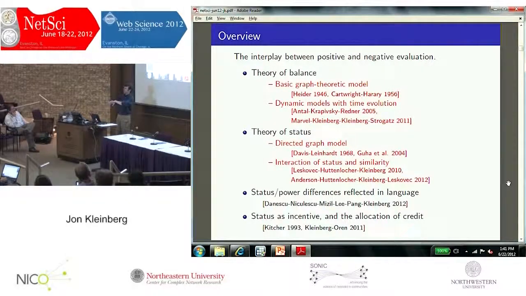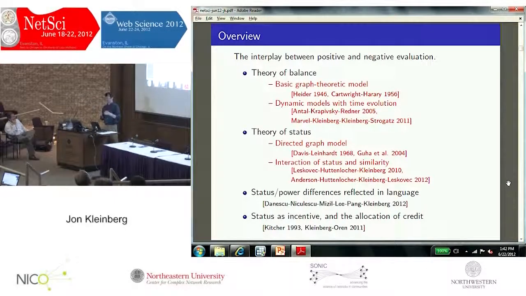I'm going to fork this discussion into two very different meanings of positive and negative. One based on agreement and disagreement, right, friend, enemy, and the other based on looking up versus looking down, right? So respecting someone versus not respecting someone. And argue these are somewhat orthogonal, and we should treat them differently. So there are theories in the social sciences to address each of these, the theory of balance and the theory of status, respectively. And I'll talk about some work we've been doing looking at both theoretical and empirical models of these.